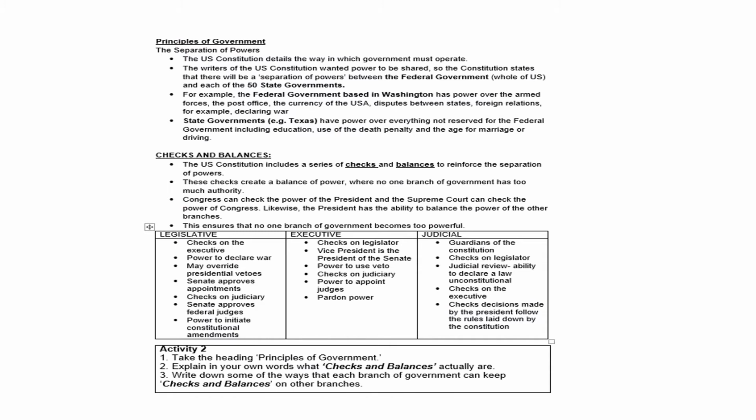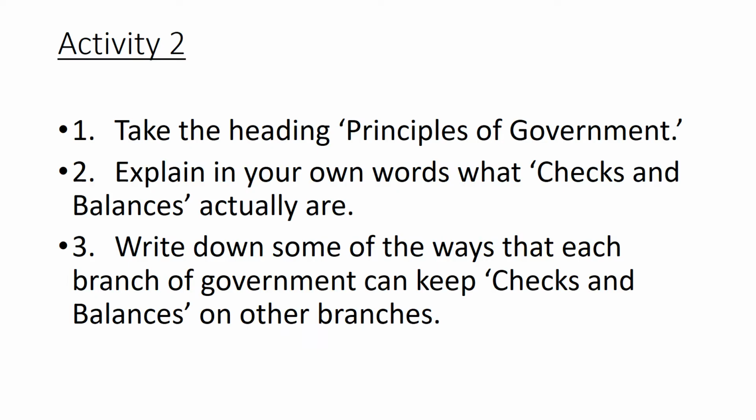So, next page in your booklet, you've got Principles of Government, so it talks about the separation of powers. It also mentions a wee bit about checks and balances to make sure that no one branch dominates the other. So, your next activity is for you to complete these questions for activity 2 in your jotter using the information from this page in your booklet. And here's the questions here. Take the heading Principles of Government, explain in your own words what checks and balances actually are, so there's a bit more in your booklet on that. And write down some of the ways that each branch of government can keep checks and balances on other branches, so to make sure that no one branch dominates. So again, you may want to pause the video at this point just to complete that task.